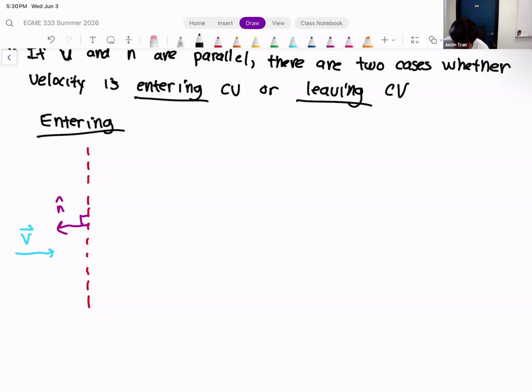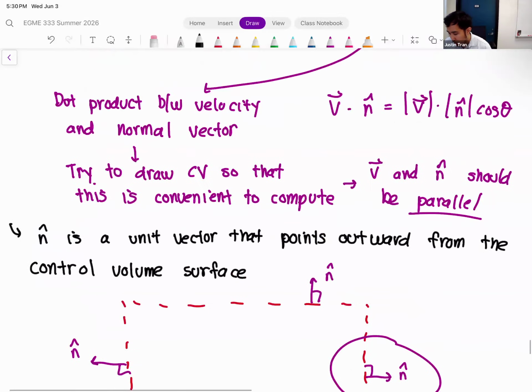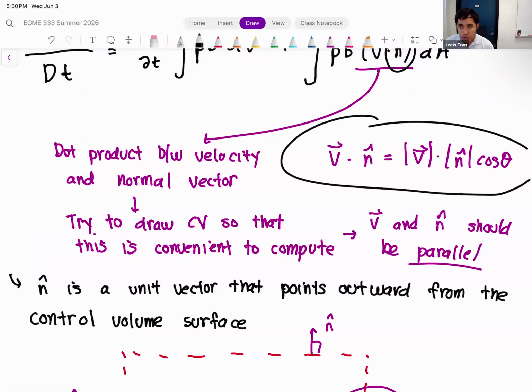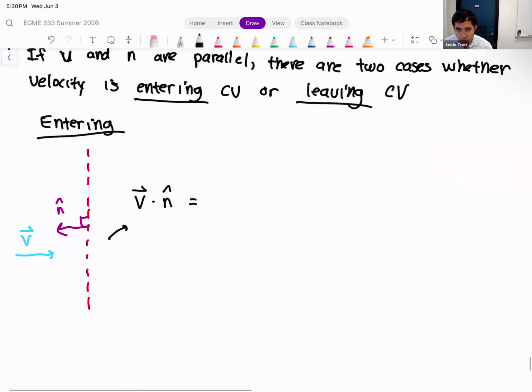All right, in this case, what happens when you take the dot product between these two quantities here? When you take the dot product of two vectors that are in opposite directions, essentially the angle between them is 180 degrees. And so if the angle between them is 180, you go back to our generic dot product formula up here. Cosine of 180 is minus 1. So that means when you take the dot product of a velocity vector at the inlet face, you get a negative number.